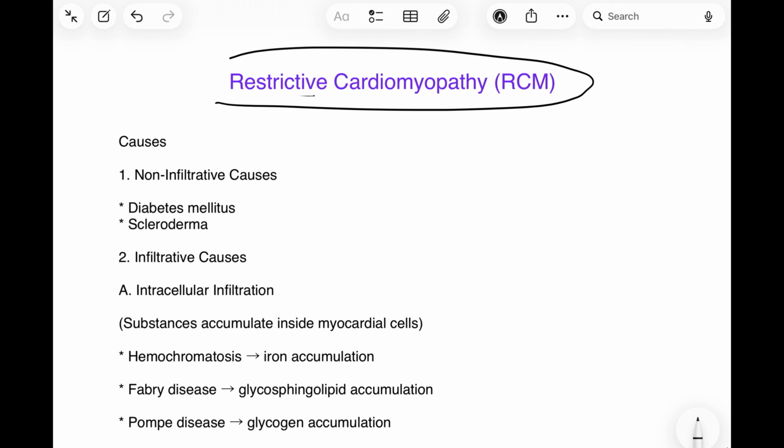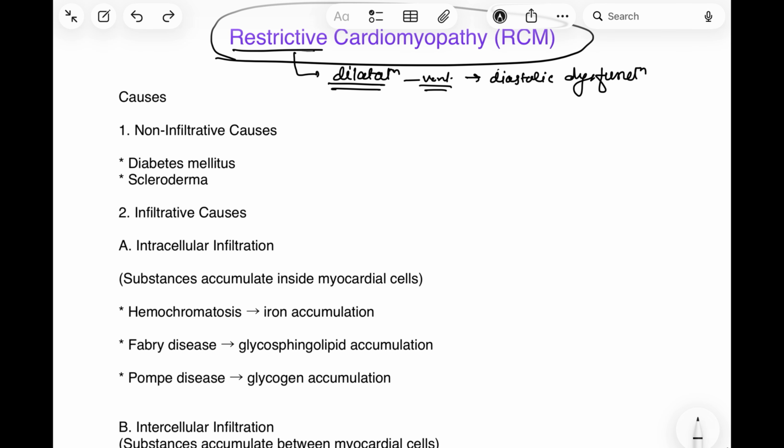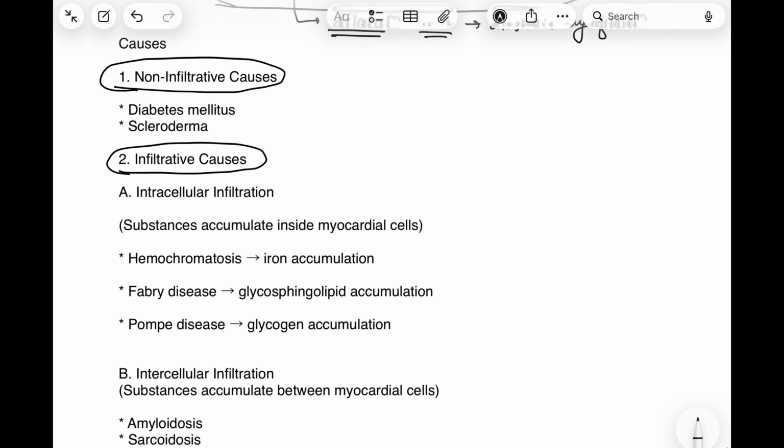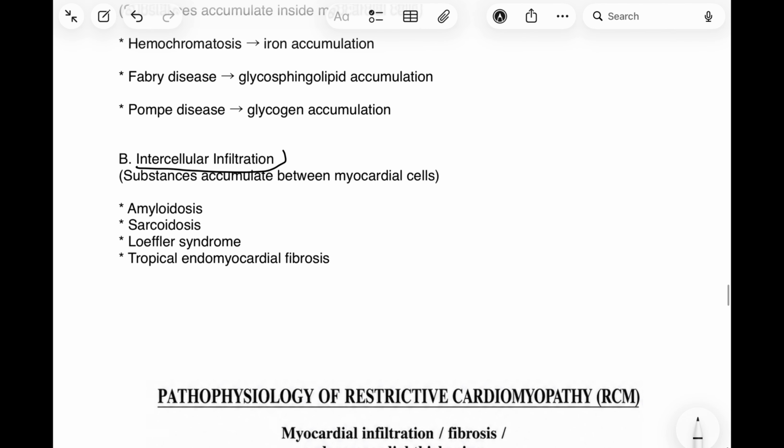Moving forward with restrictive cardiomyopathy. The name itself tells you that there is a restriction of dilatation of the ventricles. So basically it is a diastolic dysfunction, right? There are majorly two causes for restrictive cardiomyopathy: non-infiltrative causes and infiltrative causes. Non-infiltrative causes consist of diabetes mellitus and scleroderma, while the infiltrative causes are divided into two parts: intracellular, that is within the cell, and intercellular, that is between the cells, right?